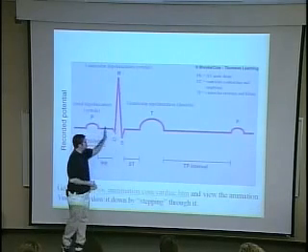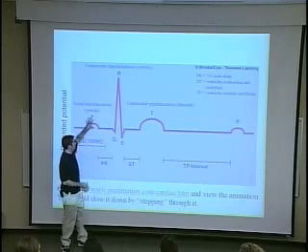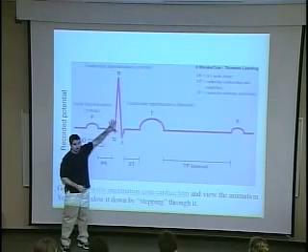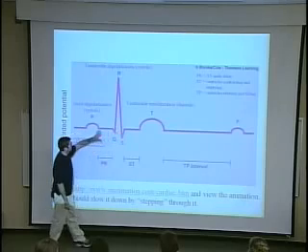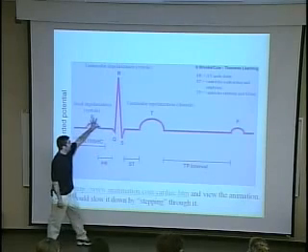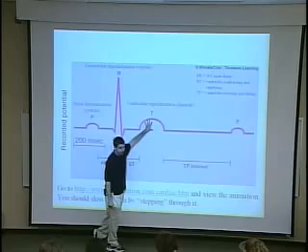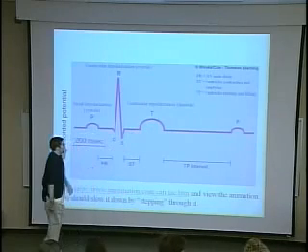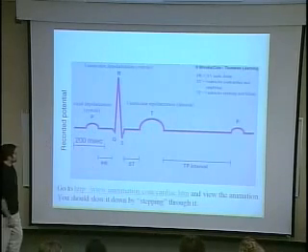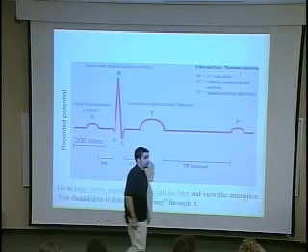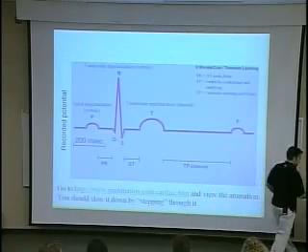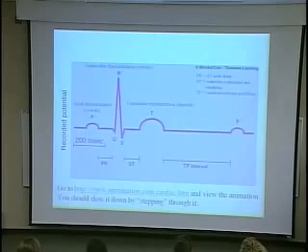You can keep track of where the message is going if you know that you got SA node, AV node, Purkinje fiber kind of thing, and you keep in mind that we've got atria, ventricles relaxing. Okay. Now, I want to show you something that you'll want to take a look at again a little bit later when you're studying, because I think it's really good.